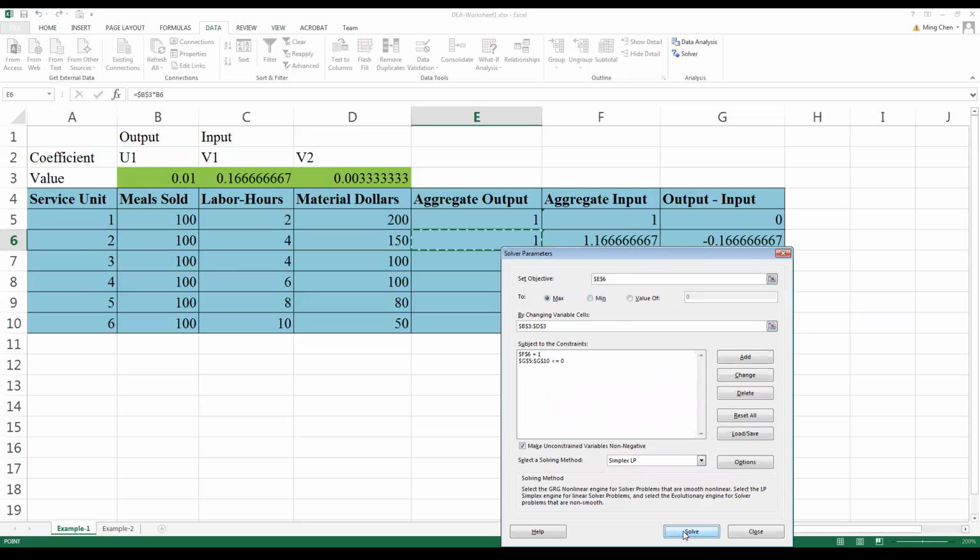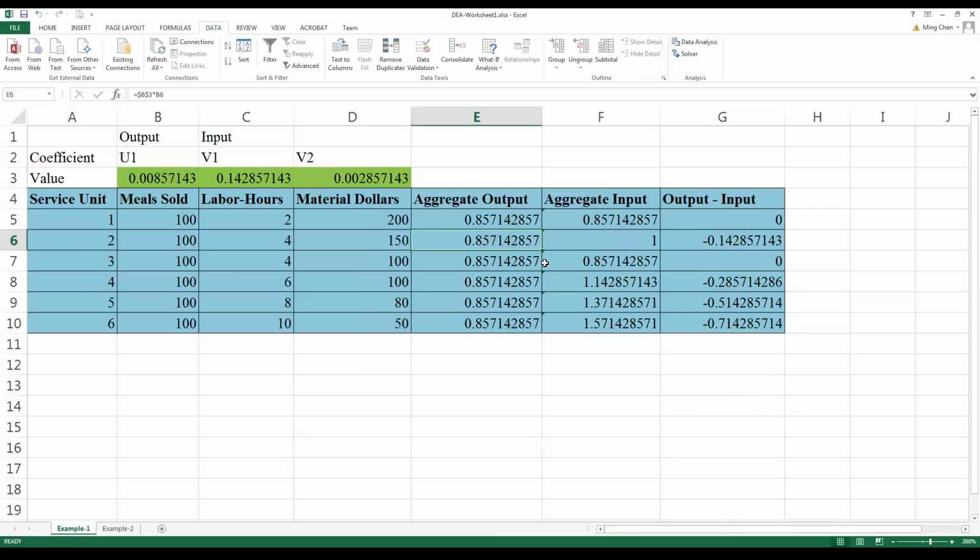So click solve. Look at this number. Now we're assessing service unit 2, so we'll look at the aggregate output for this number. Aggregate output for service unit 2 is 0.857, which means what? It's below 1. It's not 100%. It's 85.7%, which means service unit 2 is not doing a good job. It's not efficient. It's not doing the best it can. There's room for improvement in terms of efficiency. So that's how we do service unit 2.